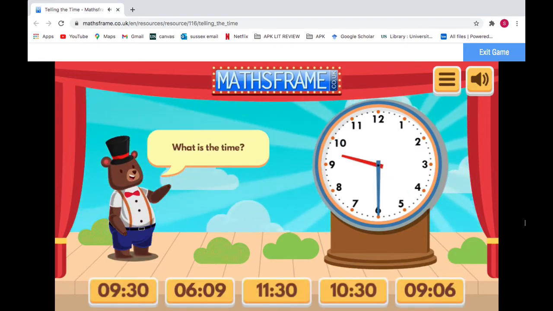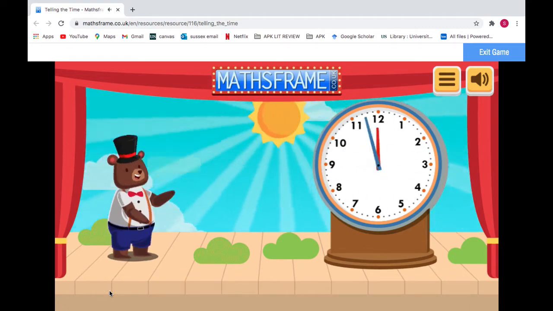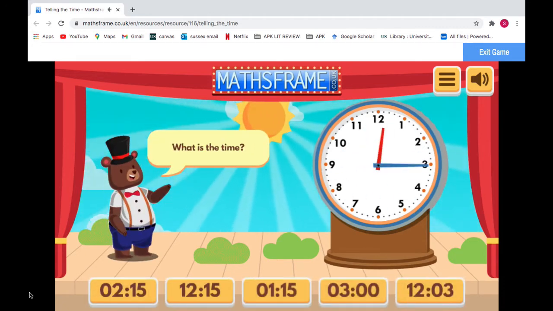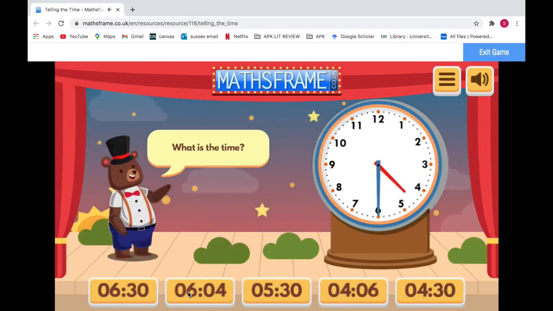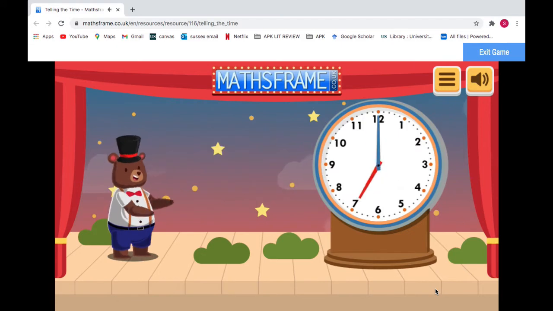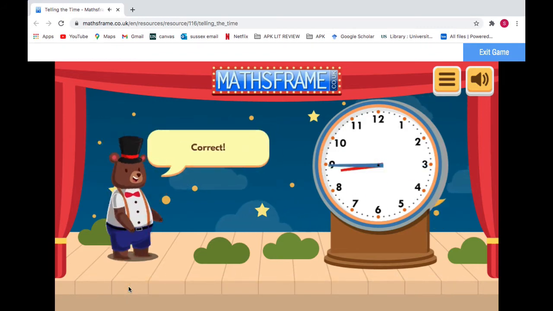What time does the clock say, Year 4? That's right, 9:30, well done. Oh, what does this one say? 12:15, brilliant. What about this one? Is it 5:30? No, you're right, it's 4:30. What's this one? Tricky. Well done, 8:15.